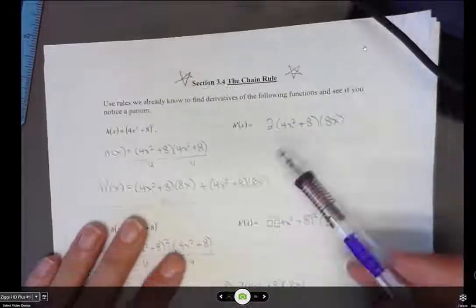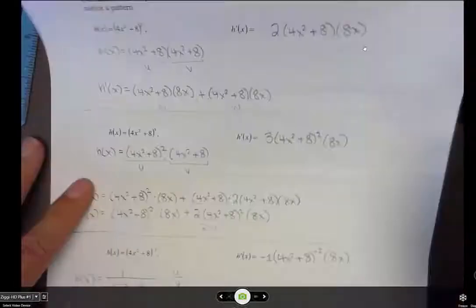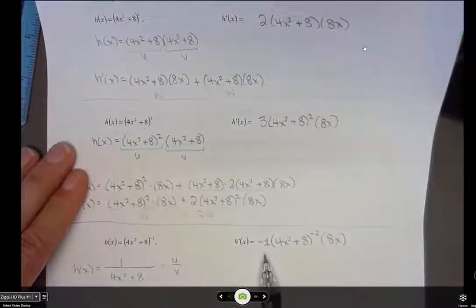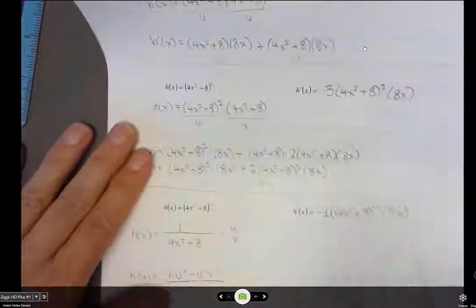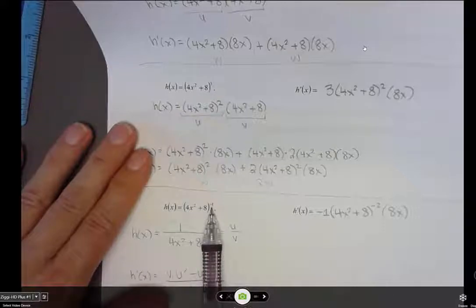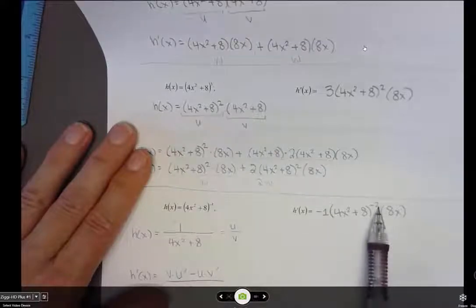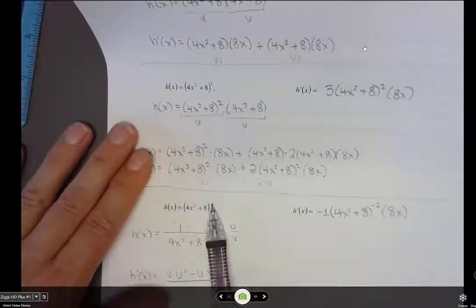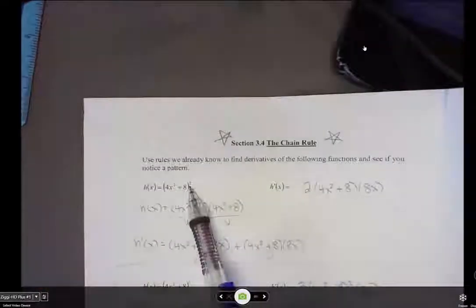So look at this first one. Look at the numbers out in front: 2, 3, negative 1. Where did the 2, 3, negative 1 come from? Those were the powers on the set of parentheses. Notice the stuff inside parentheses stayed the same. And what about the new power on the parentheses? It was negative 1, now it's negative 2. It was 3, now it's 2. It was 2, now it's 1.